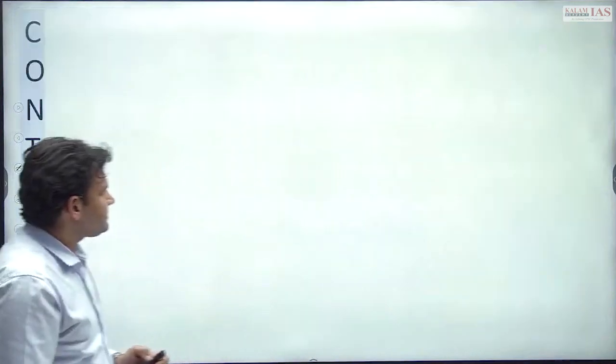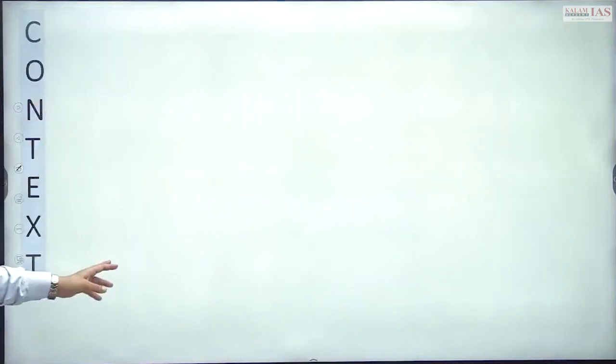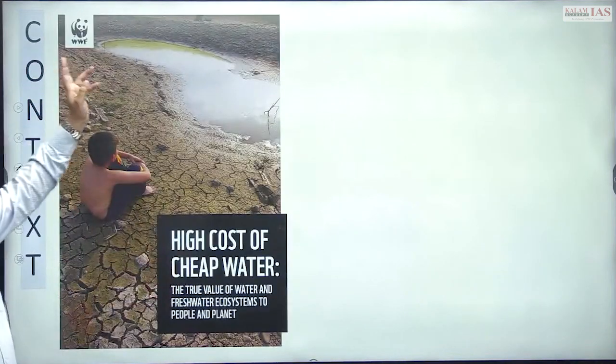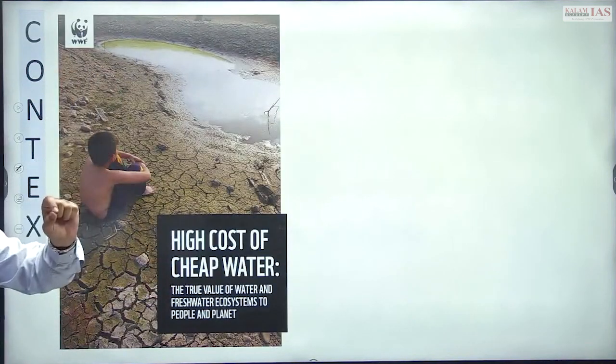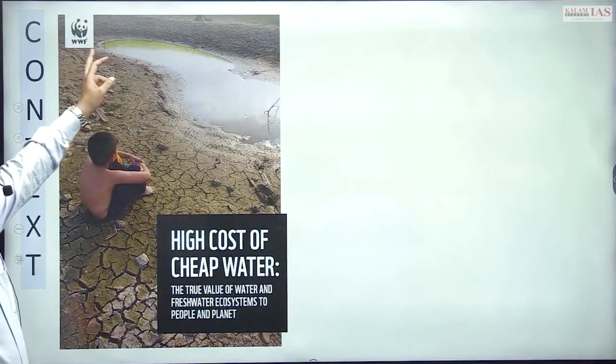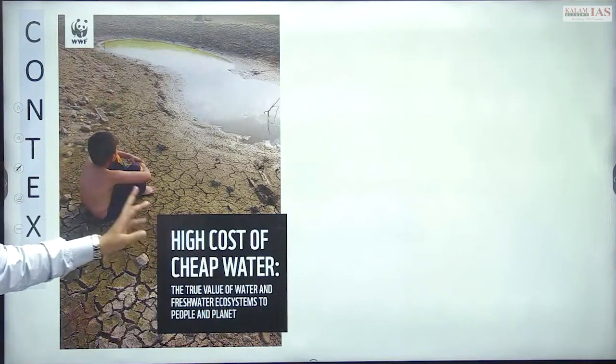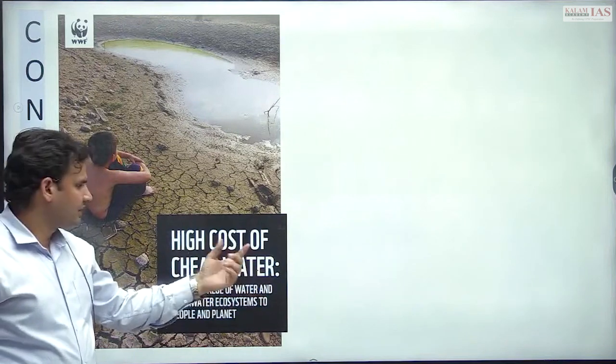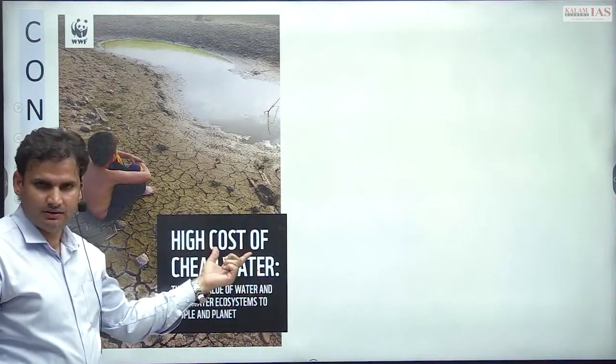So let us see what the context is now. Why are we reading this? So the context is the recent report which has been released by WWF. And what is the name of the report? That is high cost of cheap water. It is talking about cost, right?